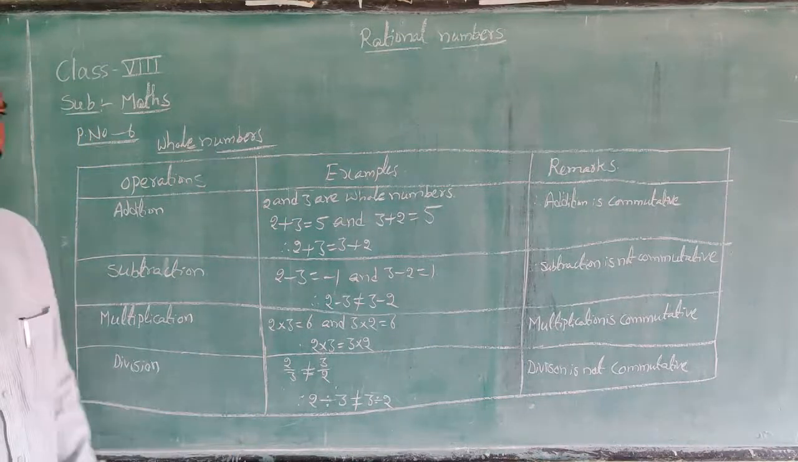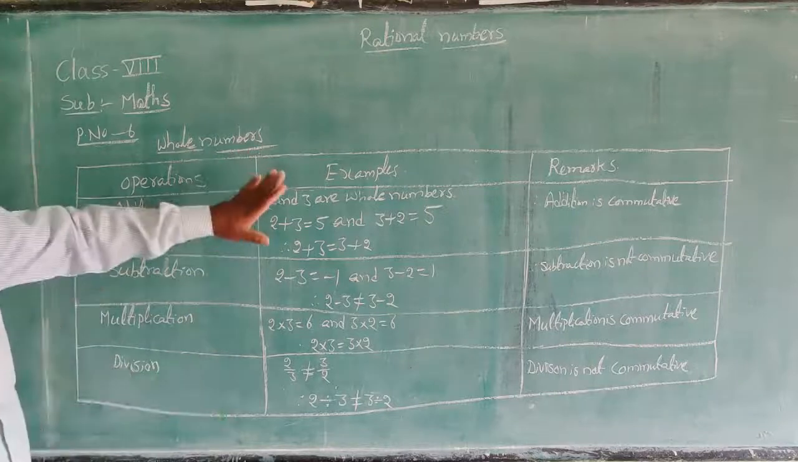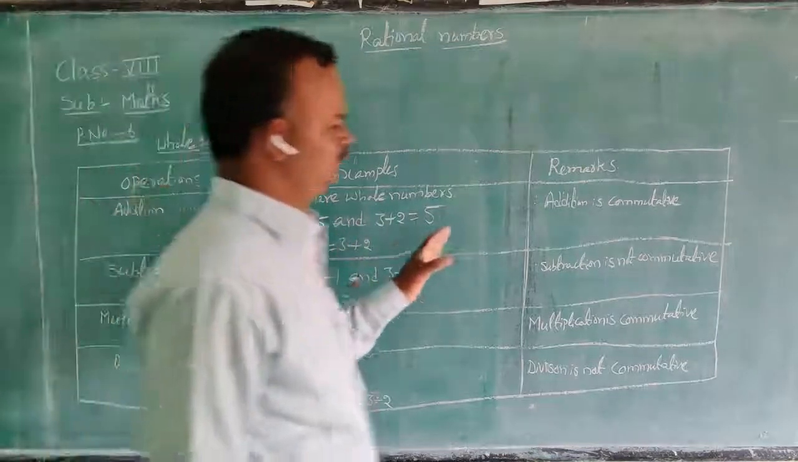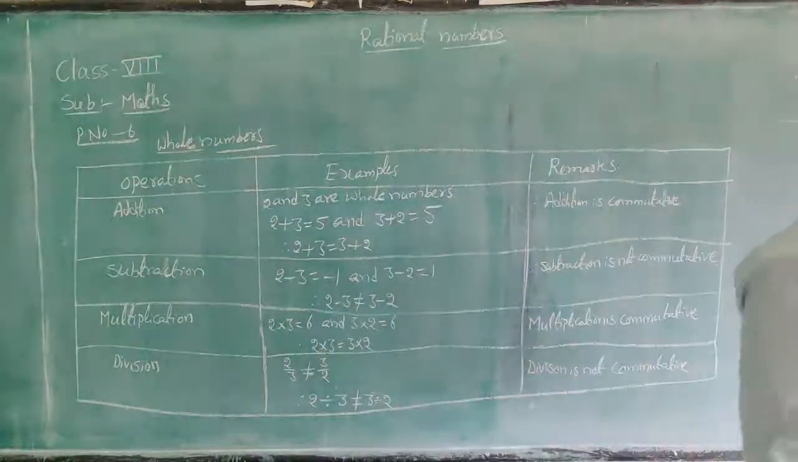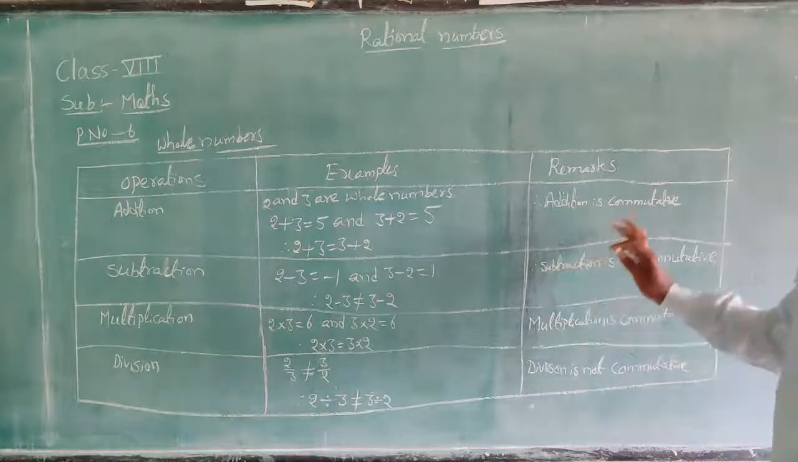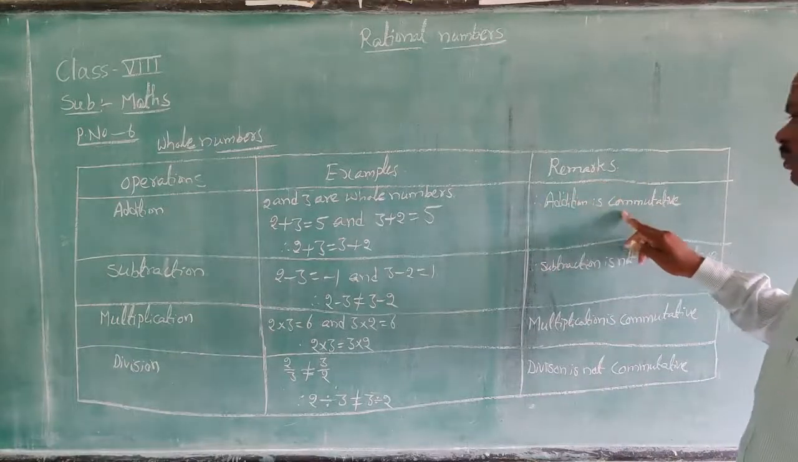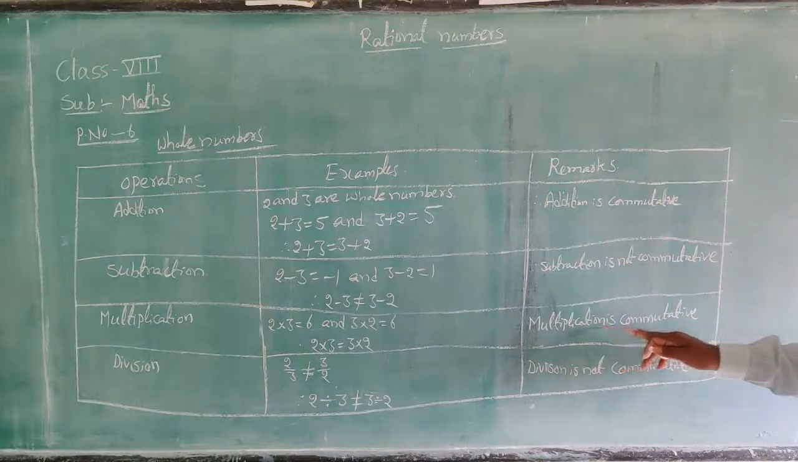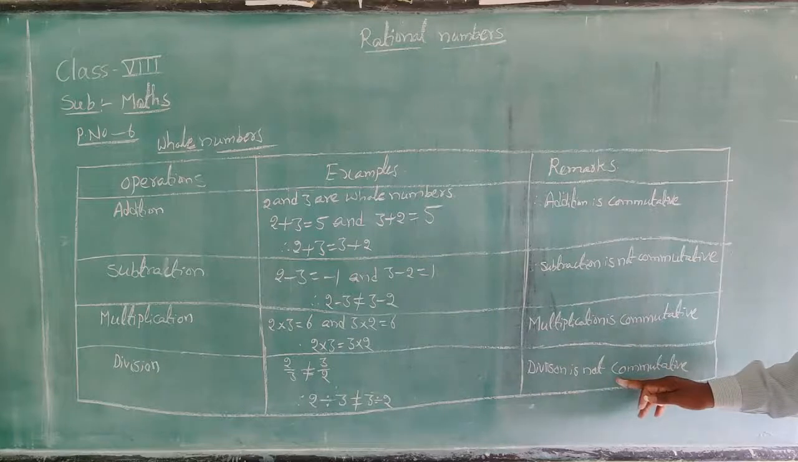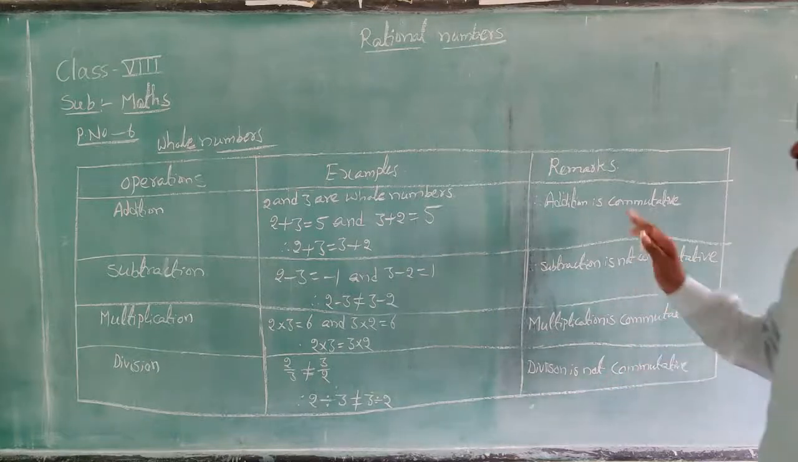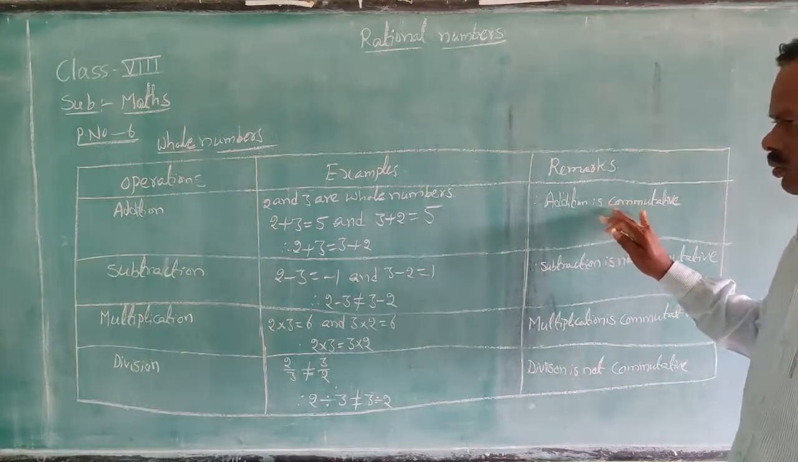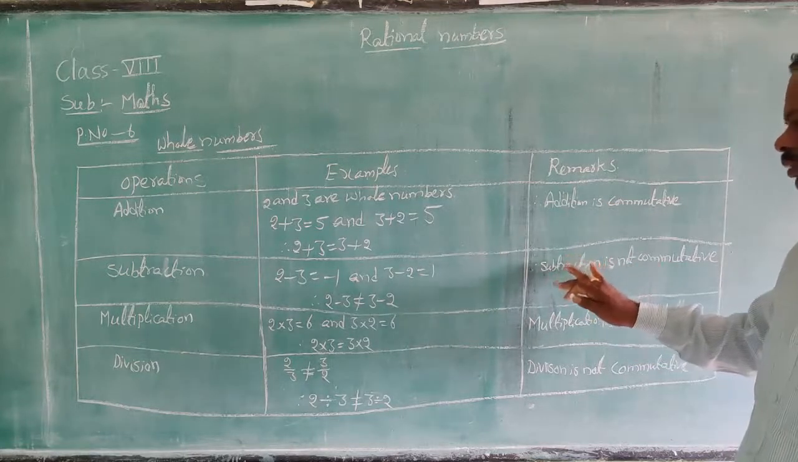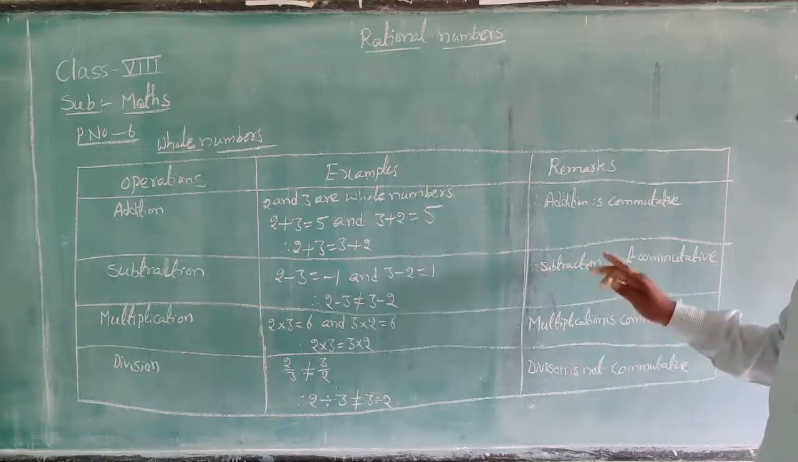We are taking other values to verify the result, which are commutative and which are not. So in this table, addition is commutative, subtraction is not commutative, multiplication is commutative, and division is not commutative. That means addition and multiplication are commutative, and the remaining two, subtraction and division, are not commutative.